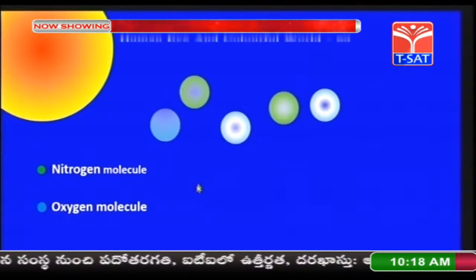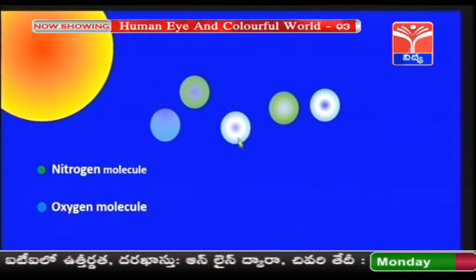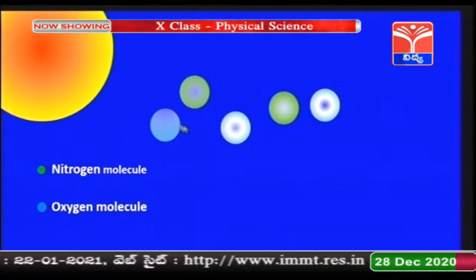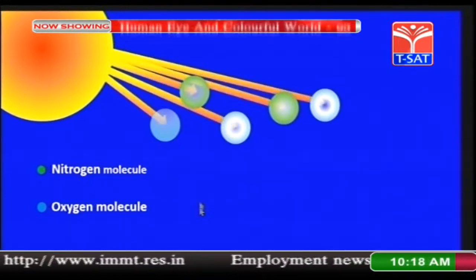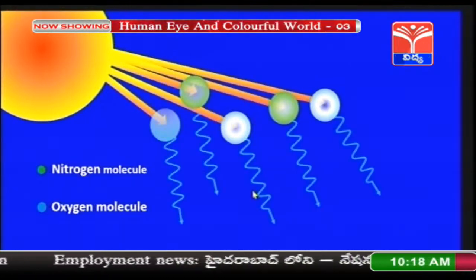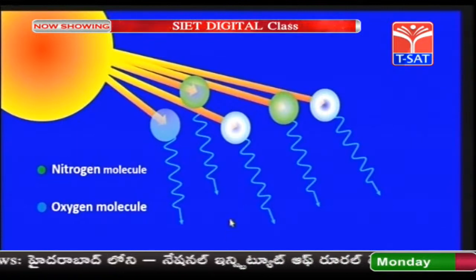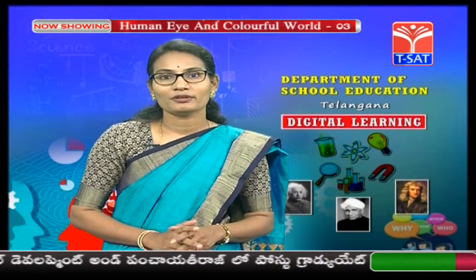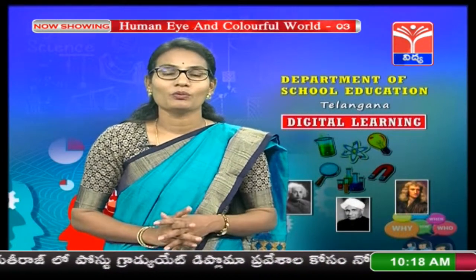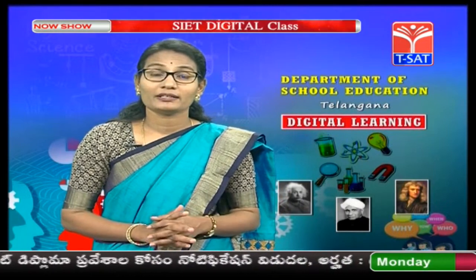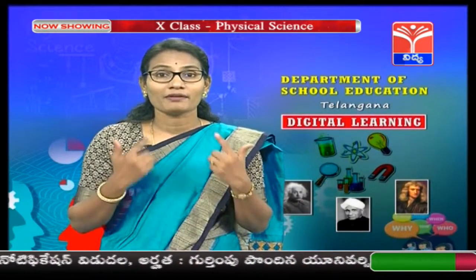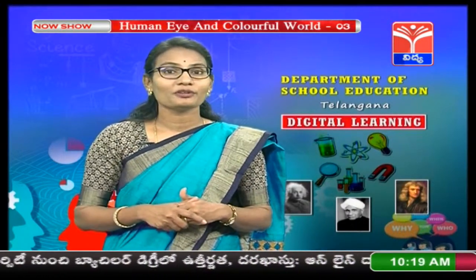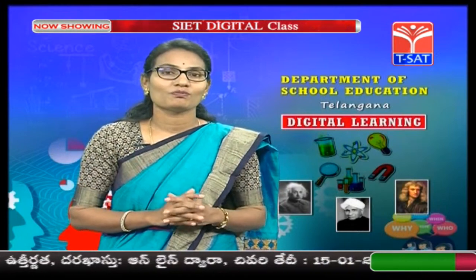Observe here, children. The atmosphere consists of nitrogen and oxygen molecules. This green represents the nitrogen molecule and the blue represents the oxygen molecules. When light rays are incident on these molecules, they scatter the blue rays. Why only blue light? Because the size of these molecules is comparable to the wavelength of blue, and also violet, but the violet light is not visible to our eye because our eye is more sensitive to blue color only. That's why we receive the blue color. Due to this reason, the sky appears blue in color.